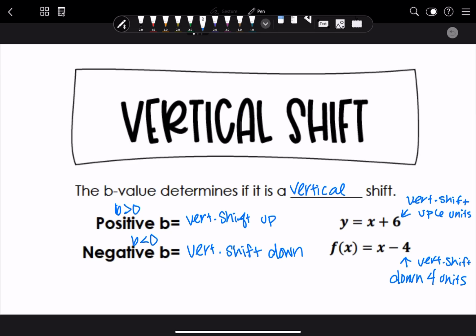So, on the front, you can either write positive b up and negative b down, or when b is greater than 0, go up, and b is less than 0, go down. I want you to do whatever's easiest for you to look at. And for me, this is what's easiest to look at when I'm just glancing at my notes.